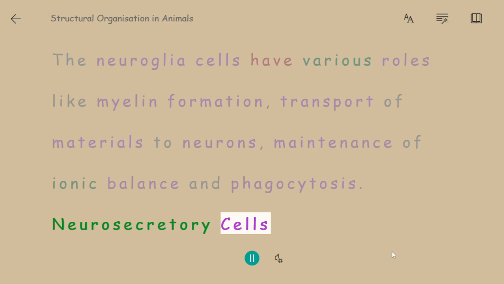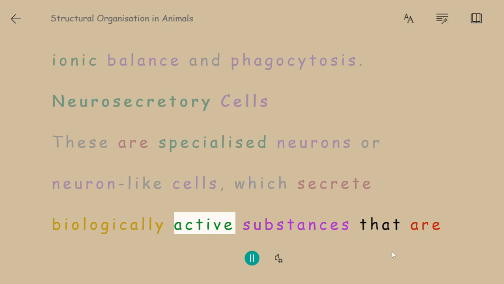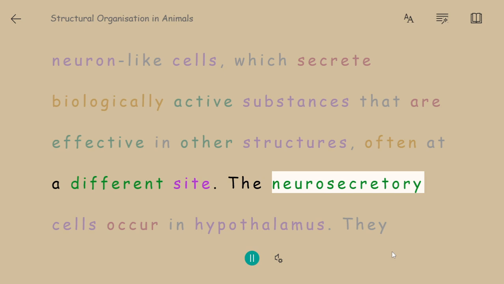Neurosecretory cells. These are specialized neurons or neuron-like cells, which secrete biologically active substances that are effective in other structures, often at a different site. The neurosecretory cells occur in hypothalamus. They produce hormones called neurohormones.